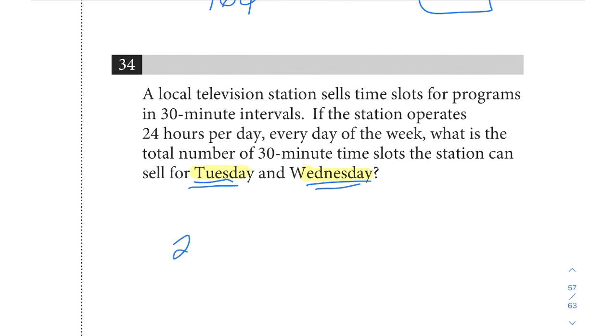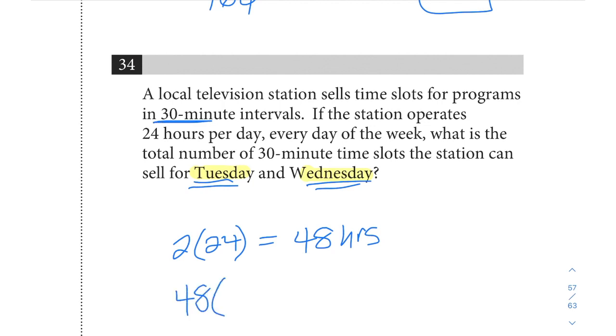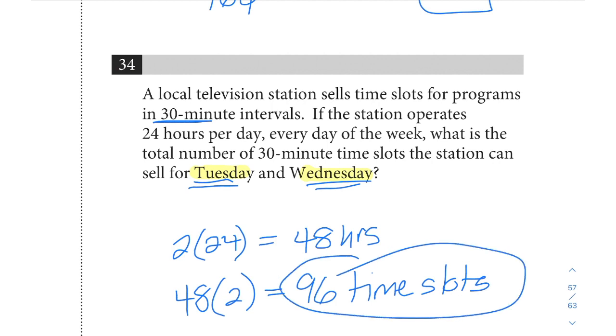So 2 days times 24 hours a day, that would be a total of 48 hours of time slots. And if they're sold in 30-minute intervals, that means that there are 2 time slots per hour. So if you double that value, 48 times 2 will give us 96, and that's the number of total time slots available in those half-hour increments across that 2-day period.